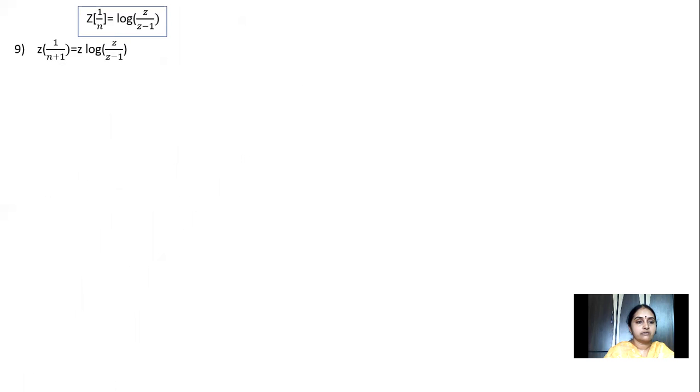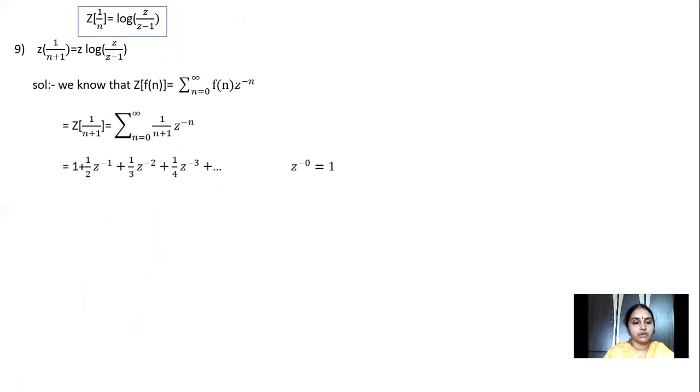Next one, ninth one, Z of 1 by (n plus 1) equals z into log of z by (z minus 1). Same formula, same way of applying the formula, and we are expanding where n equal to 0.